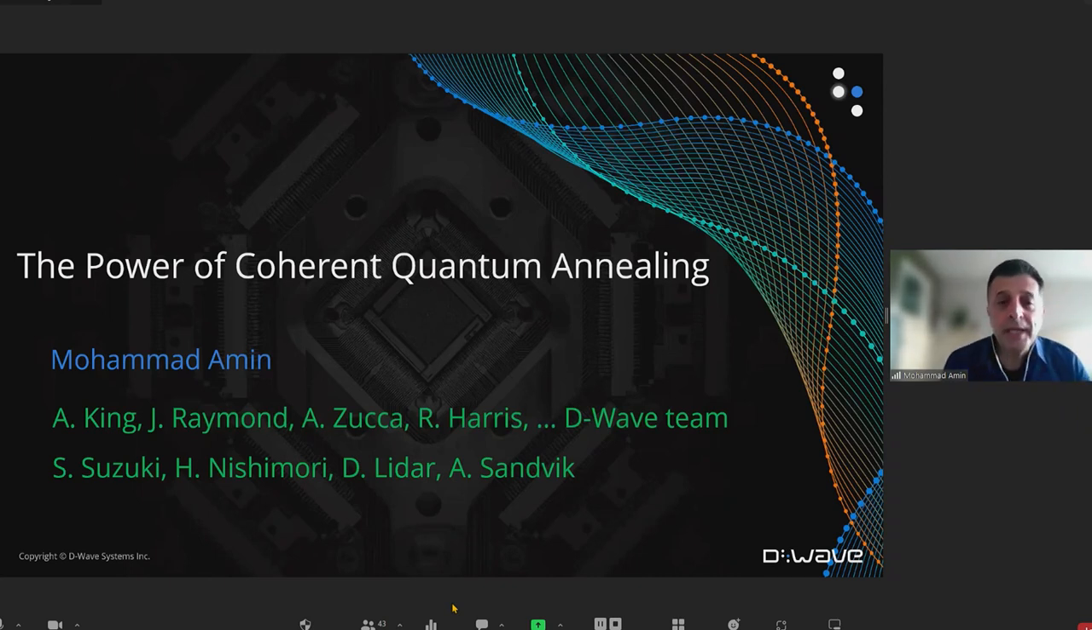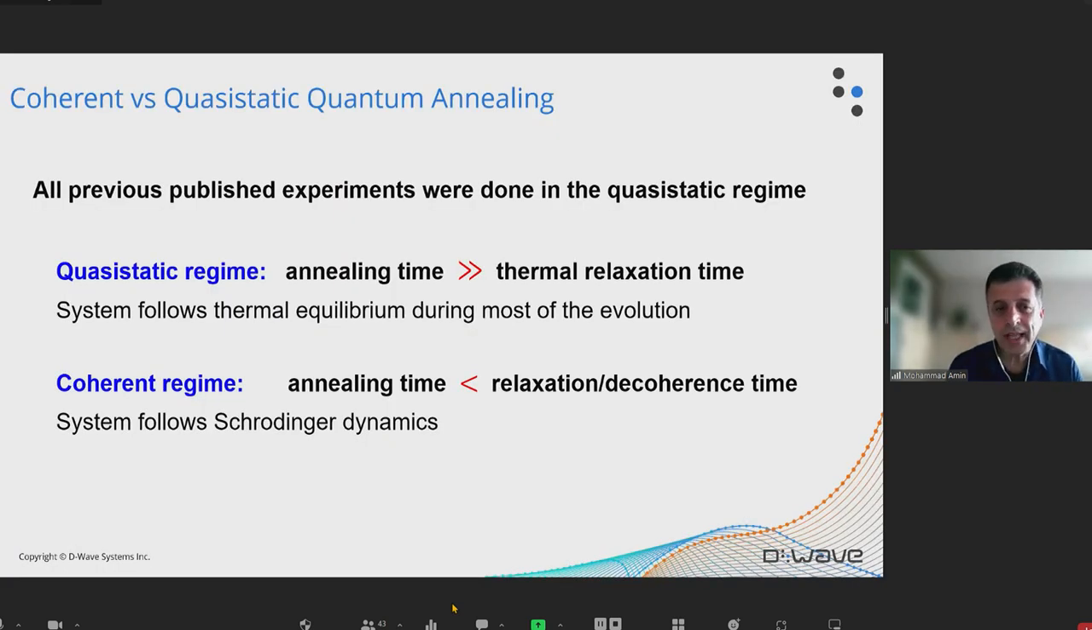So I want to start by commenting on the title, coherent quantum annealing. And this is coherent versus what? It is coherent versus quasi-static. You can run quantum annealers in two different regimes. One of them is the quasi-static regime, when the annealing time is much larger than the thermal relaxation time. In that case, the system follows thermal equilibrium for most of the annealing. Because quantum Monte Carlo can also generate thermal equilibrium, it can simulate some aspects of quantum annealing, but not all.